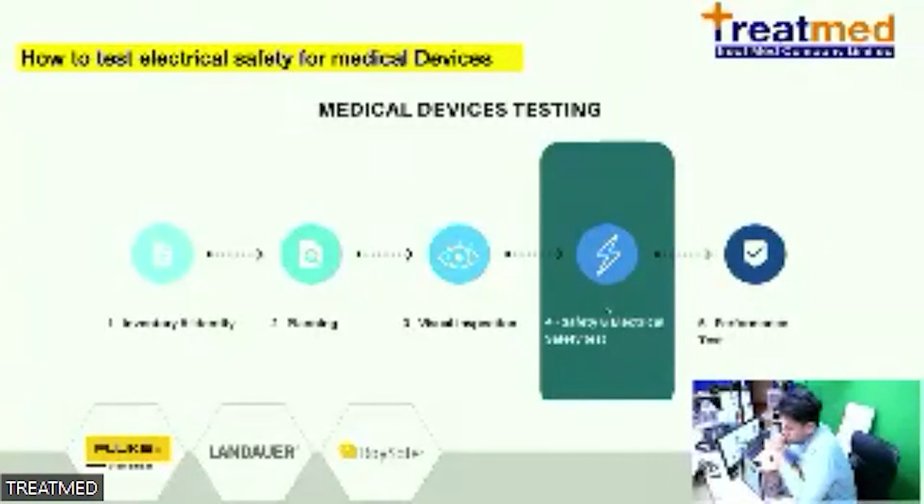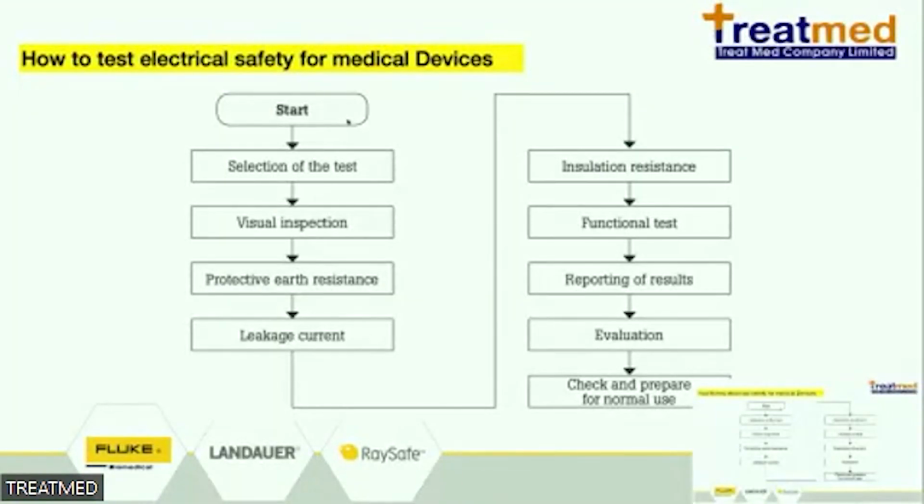So this is the basic protocol when we do calibration of devices in the hospital. In the first step, we inventory and identify the medical devices. When we have successfully inventoried and identified the medical devices, we then plan the calibration.